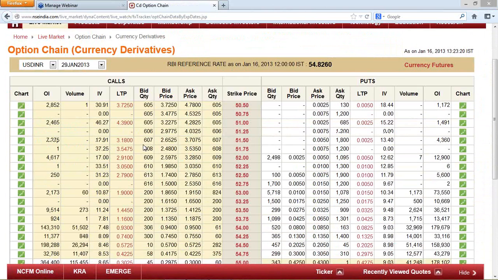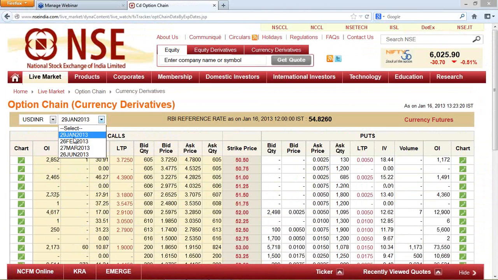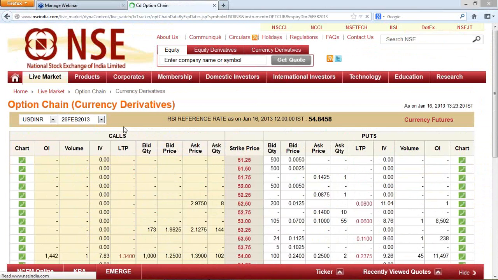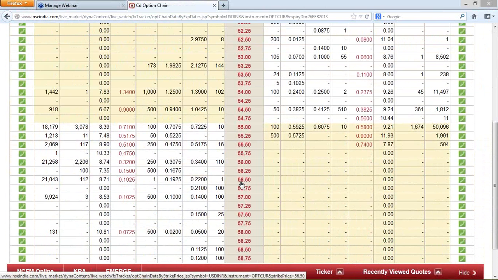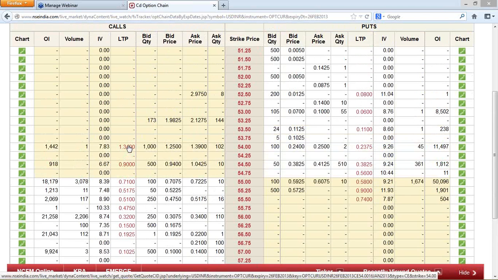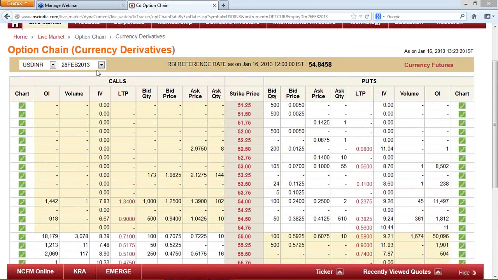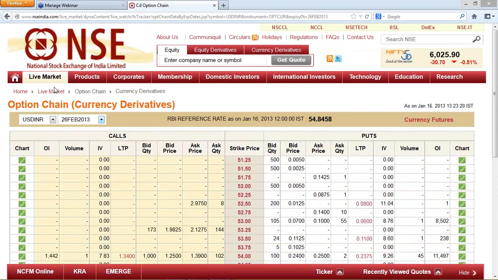I'm again on the currency derivative. Now if I want to see the next month currency derivative, I'll just have to click here and see. As you can see, the trading in the next month is very, very thin. So it is always not advisable to buy a particular option. If you are getting a good price, you can sell that particular option, but buying an option is not advisable. You can buy for the second month, but you should not buy beyond the second month. So this is how you can track the particular option.